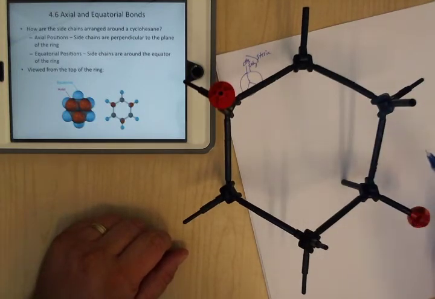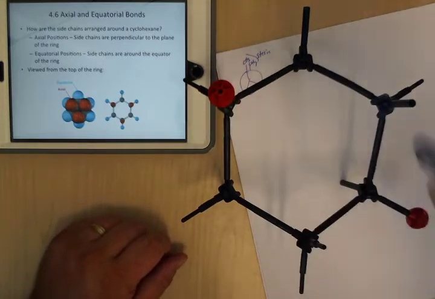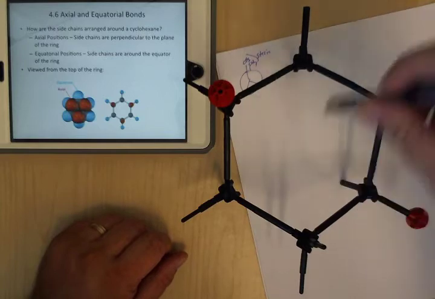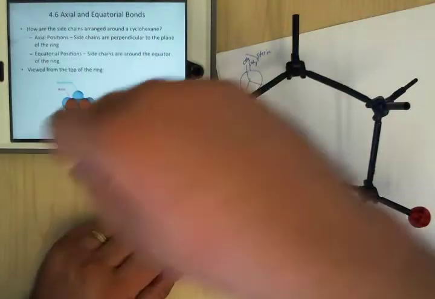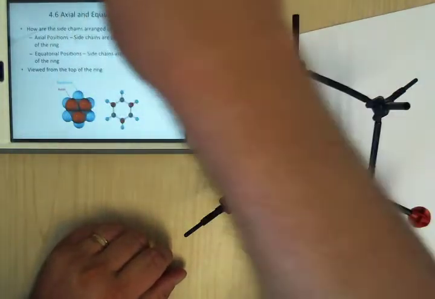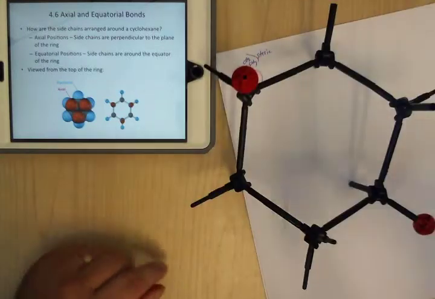This one and this one, they're going straight up. We call those the axial. Just like if you had a globe, it would spin around its axis, and the axis would go up and down. These guys here that are pointed out towards the outside, it's not completely outside. It's slightly up or slightly down. Those are called equatorial, just like the equator of a globe.